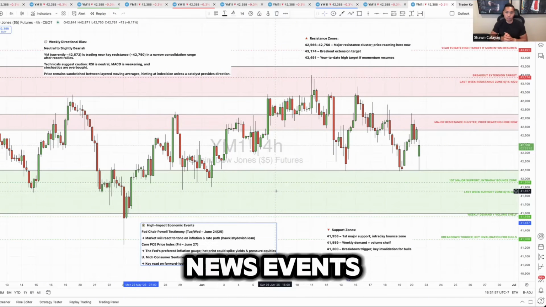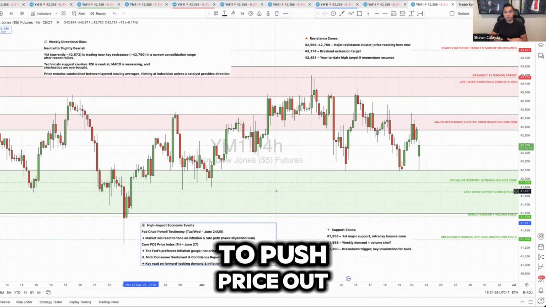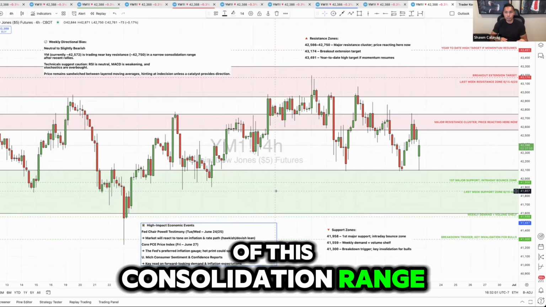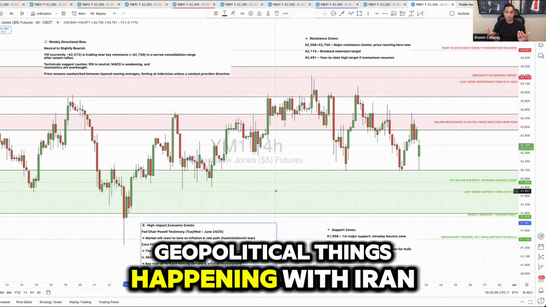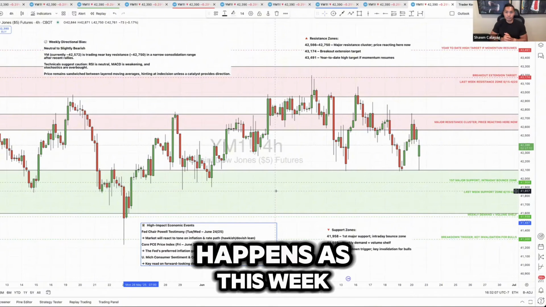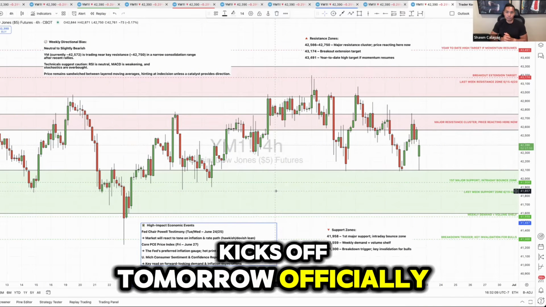Again, depending on these news events, these could be catalysts to push price out of this consolidation range, whether it pushes price up or push price down. Also, we have the geopolitical things happening with Iran. So we'll see what happens as this week kicks off tomorrow officially.